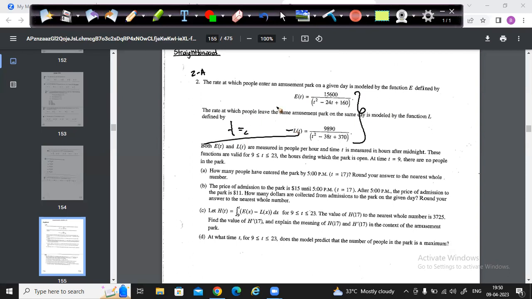If you get only one point, that is the one critical point, so at that point only you will have the maximum. You can just mark that as your answer. So you do E of t minus L of t equal to 0. At what time does the model predict the number of people in the park is a maximum? Just find H dash of t and you will get to the answer.